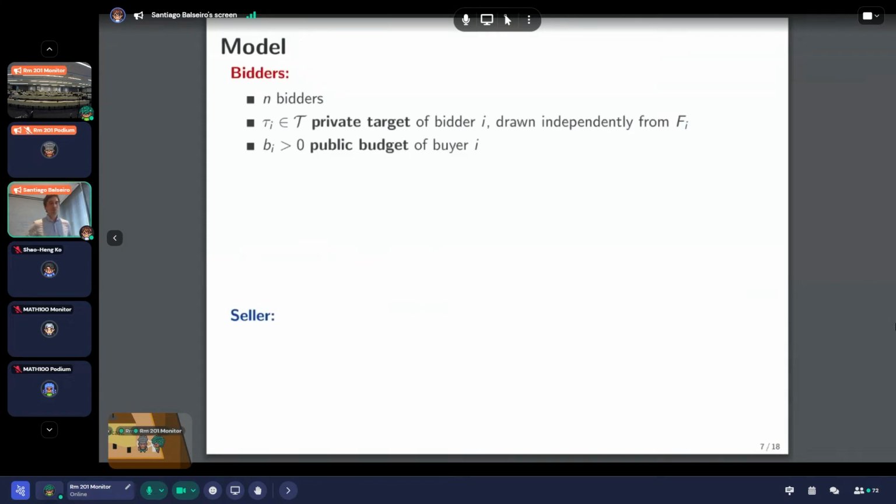Let me start with the model. So we have n bidders. Each bidder has a target, tau, that's going to be a private target drawn from a distribution, and B_i, a public budget.